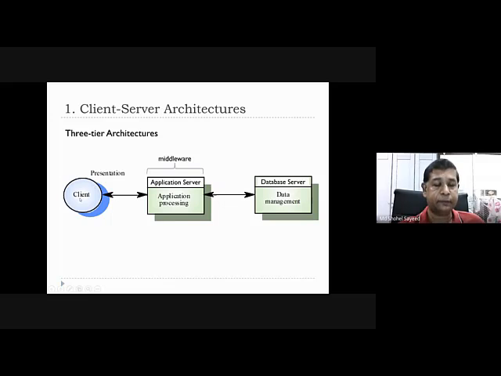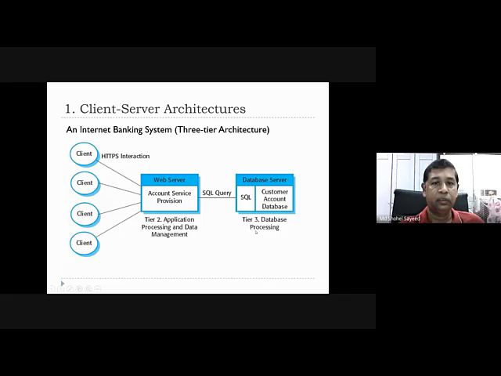Okay, now look at this. This is the client presentation. It goes through the client, and then there is a middleware. This is what we call the application server. All the application will be processed through the middleware. And then in the database server, database management, that means updating the information, will be done in the database management server.